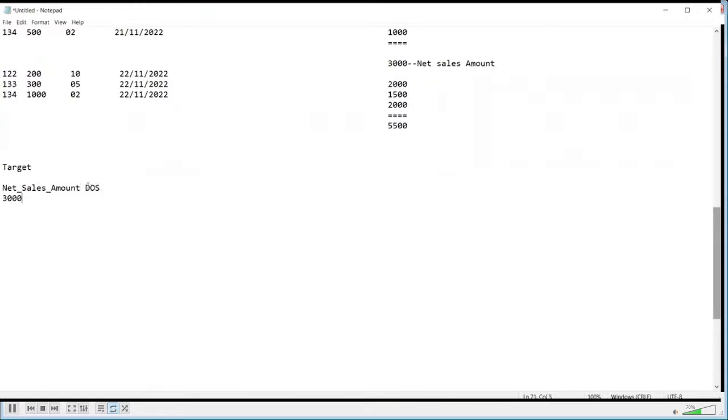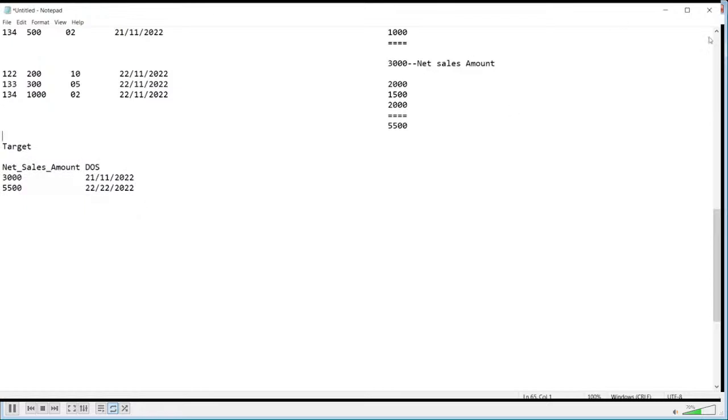That is date of sales. Date of sales, I'm using it as 21-11-2022. And then we have, what is that, guys? 5,500. And it is on 22-11-2022. Now, guys, this particular thing is nothing but called the output. Now, can you see here? This entire thing, what you have done, guys, can you see?